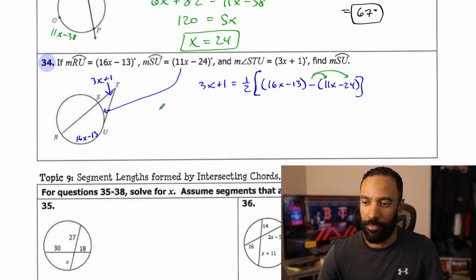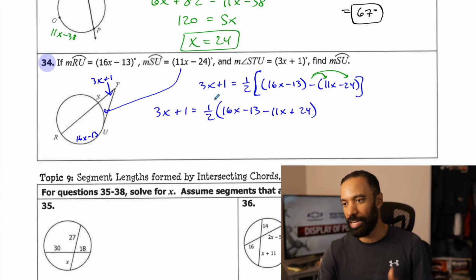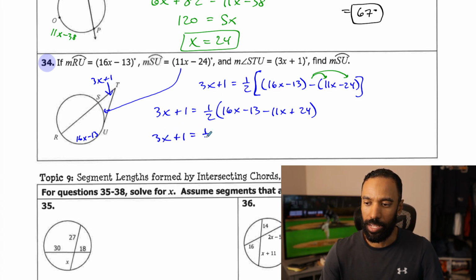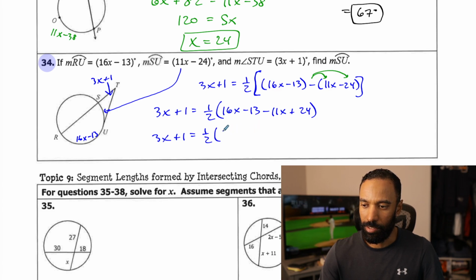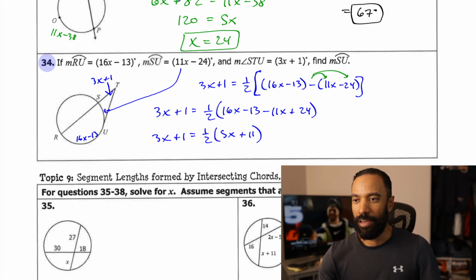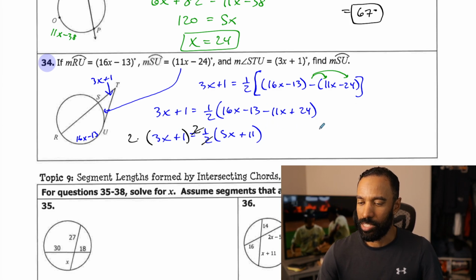Now, I will be doubling everything eventually. Let's just get one more step and combine this all. So now we'll have half of, not even combining yet, 16x minus 13 minus 11x plus 24. I'm distributing the negative into there, and that's how this will go. So 3x plus 1 is half of 16x minus 11x plus 11. Now it looks like I want to have the doubling effect on, so times 2 here and here. And that becomes 6x plus 2.